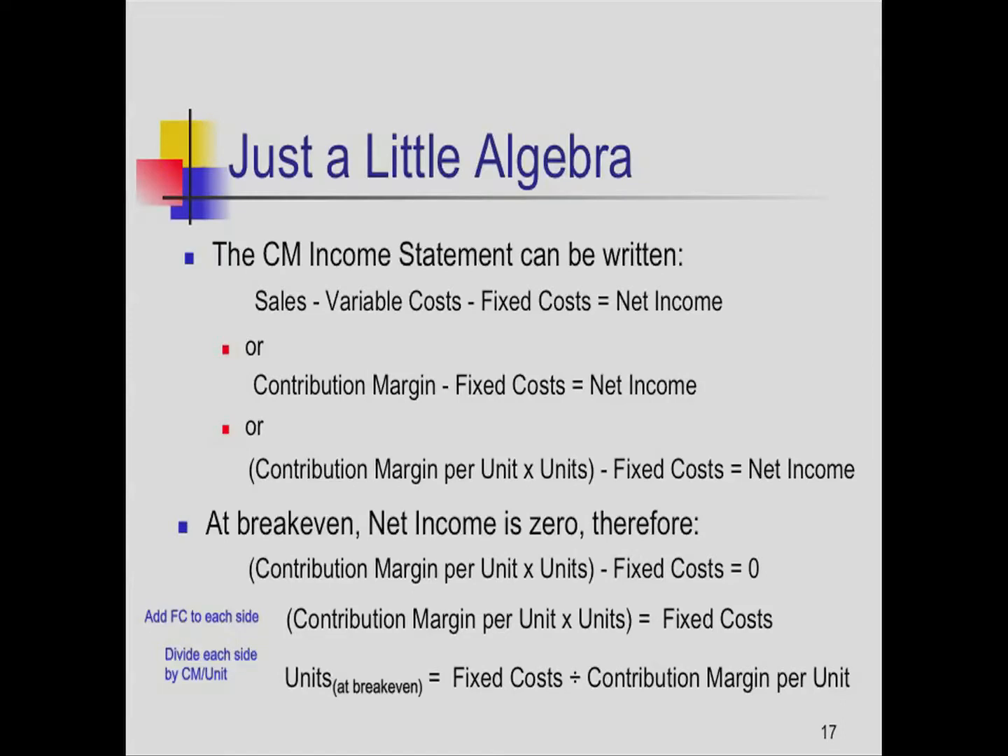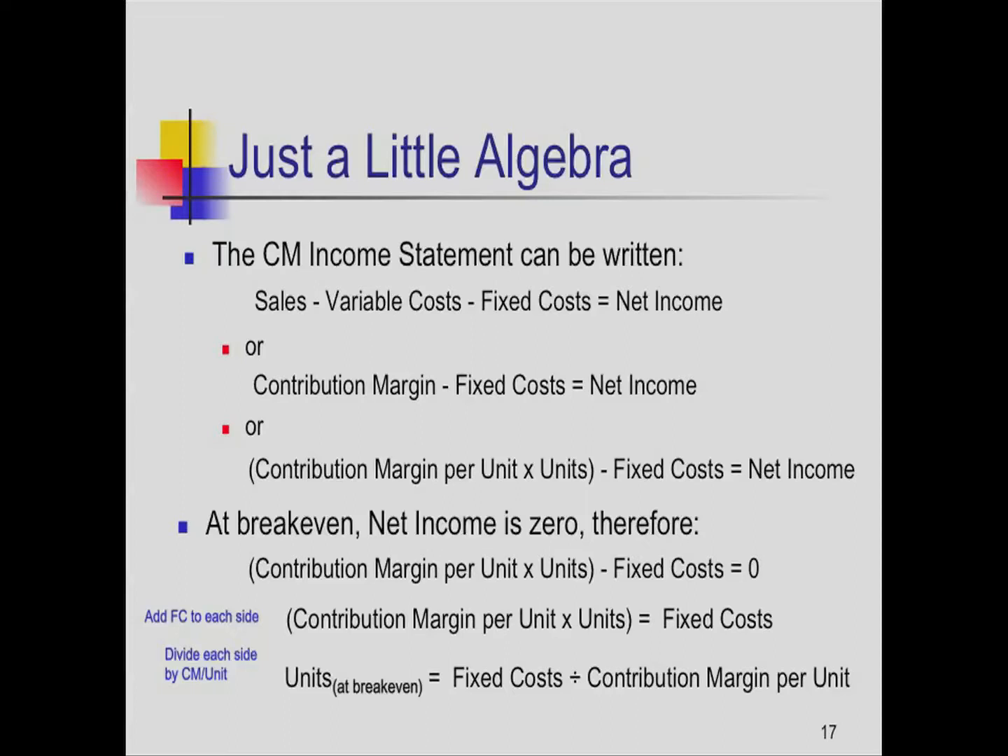So if we take that stacked income statement and turn it sideways, we'd say that sales minus variable costs minus fixed costs equals net income. Or, since sales minus variable costs is contribution margin, we can just say contribution margin minus fixed costs equals net income. Now we can also state contribution margin as contribution margin per unit times the number of units. Because the selling price is fixed per unit and the variable costs are fixed per unit, if you subtract one from the other, you get a number, contribution margin, that's fixed per unit.